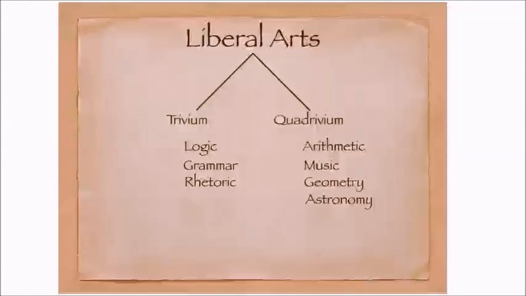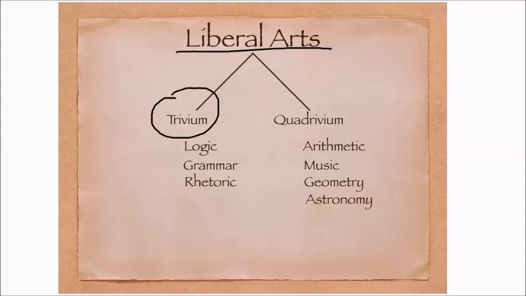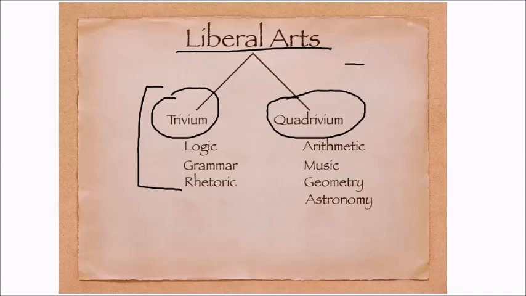Today we'll try to understand the concept of liberal arts. The concept of liberal arts is a classical concept, but its division into two groups, the Trivium and the Quadrivium, dates from the Middle Ages. The Trivium has to do with mind, and the Quadrivium has to do with matter.